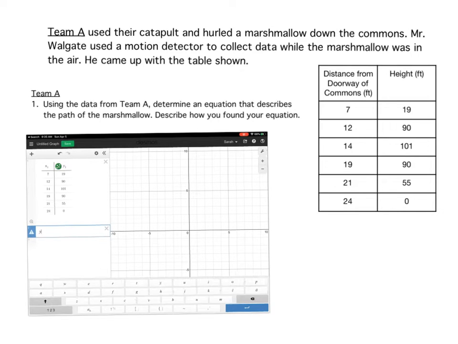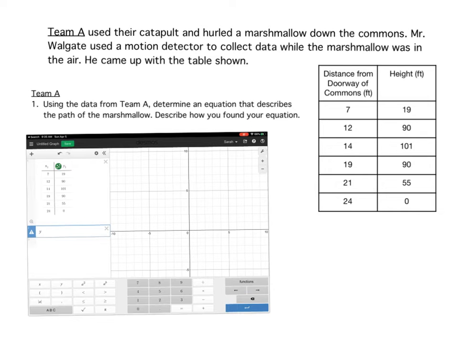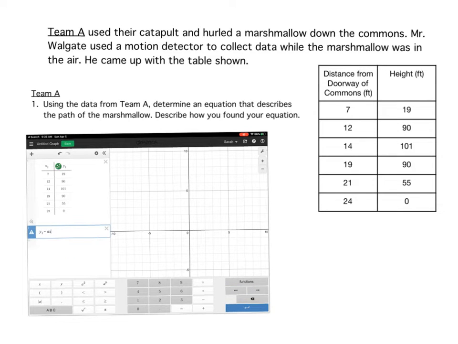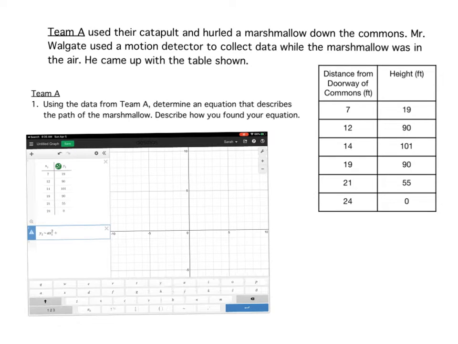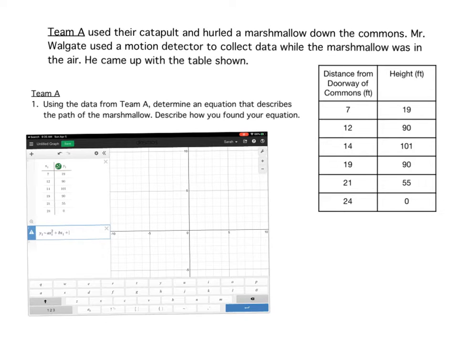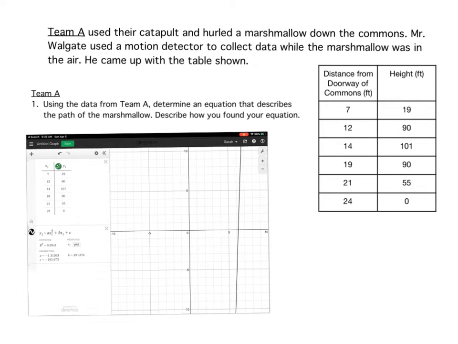Now that we have our data, we're going to run a regression by putting in the equation. So y sub 1 approximately ax sub 1 squared plus bx sub 1 plus c. And then that gives us our regression.